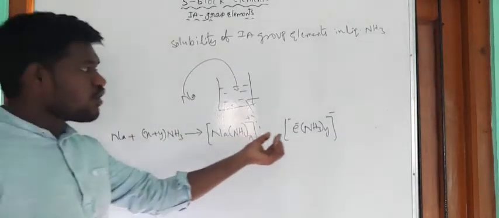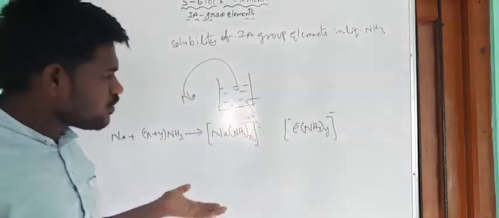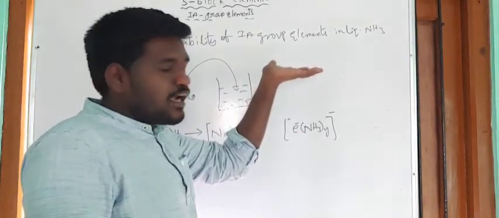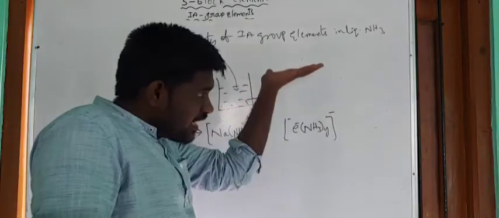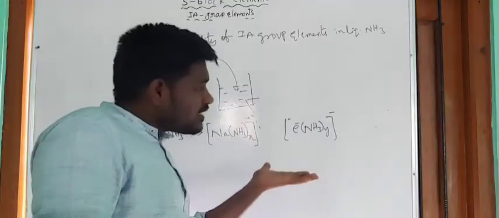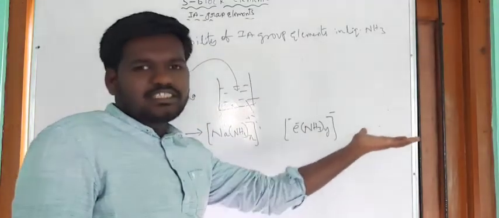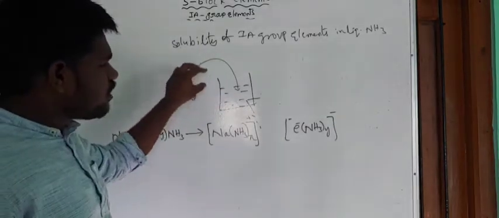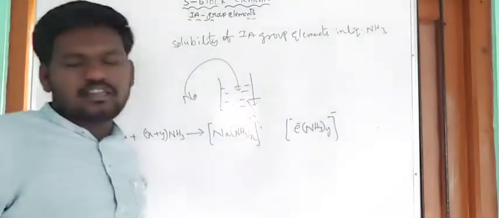When this electron absorbs energy, it goes to an excited state, and when it de-excites, energy is liberated as radiation. That's why the solution of sodium and ammonia is blue in color.